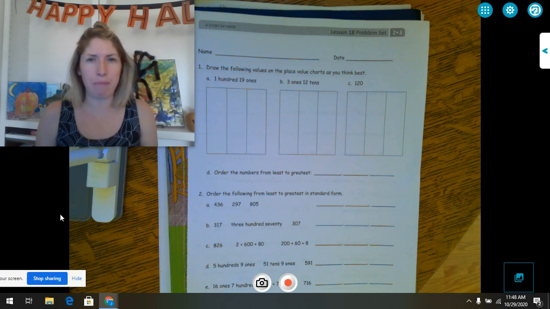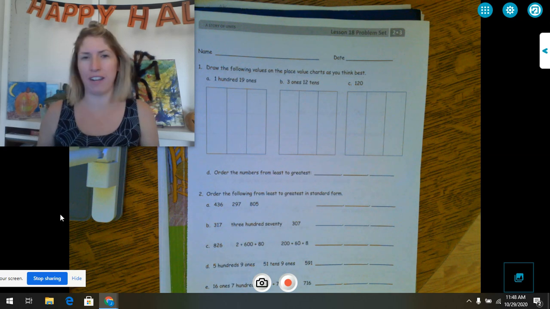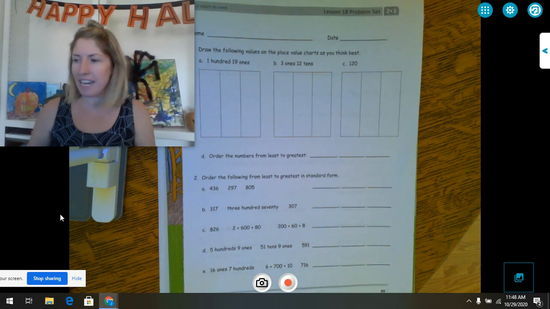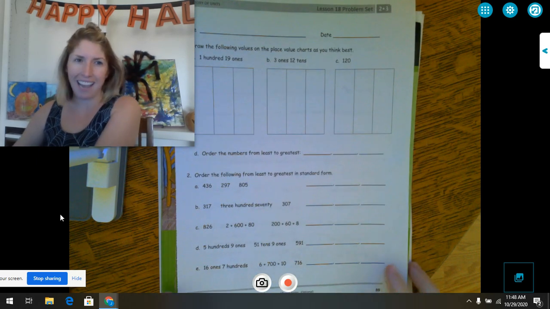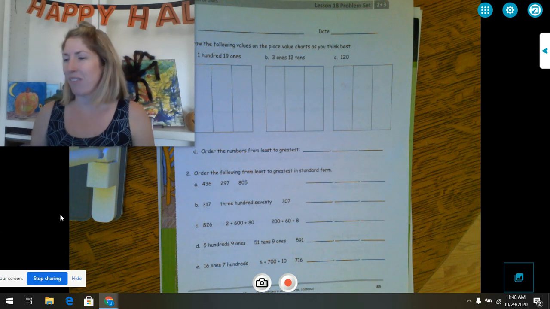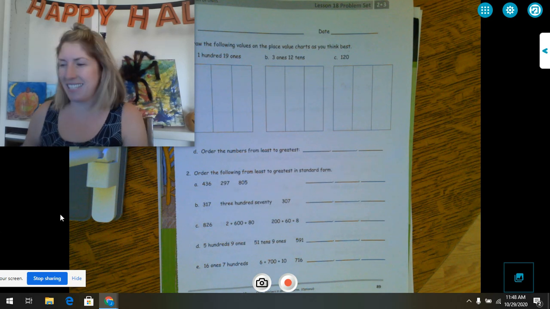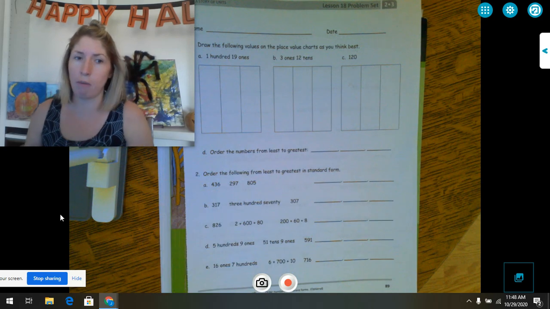Make sure you go get your name on your paper and the date, and you have the correct pages ripped out. It's page 89 for the problem set, page 91 for the homework page, and come push play when you're ready to start.